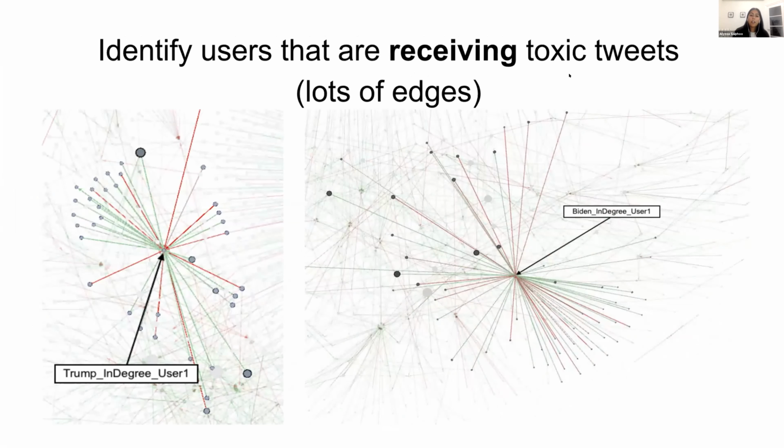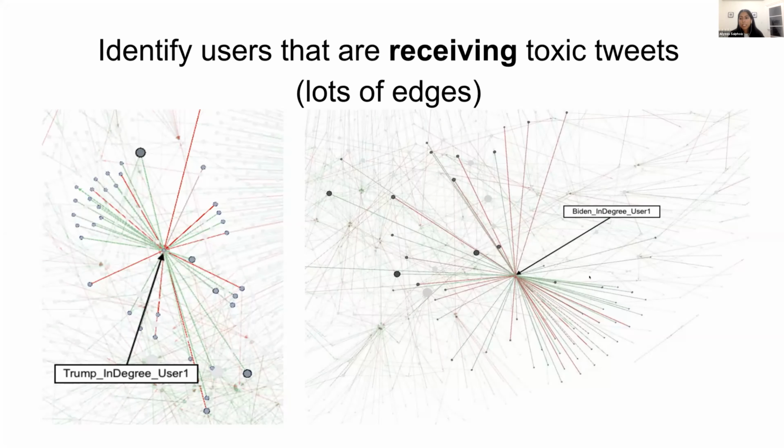Another area of interest that we identified were attacks, essentially. This is when we would see a smaller node surrounded by a lot of edges, and often, as you can see from these examples, a lot of red edges. This indicates to us that because it's a smaller node, they're not the ones sending a lot of messages. And because there are many red edges, they're receiving a lot of toxicity.